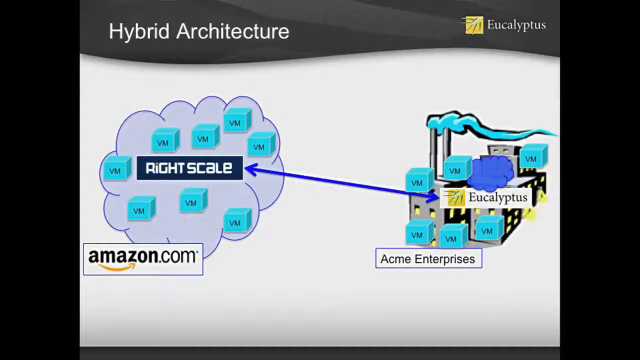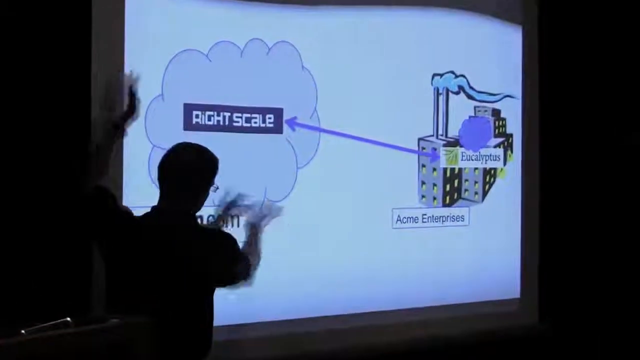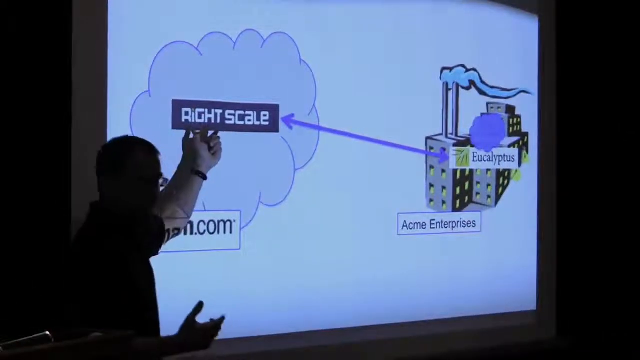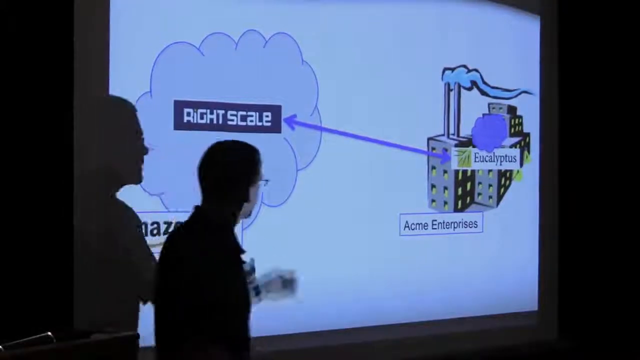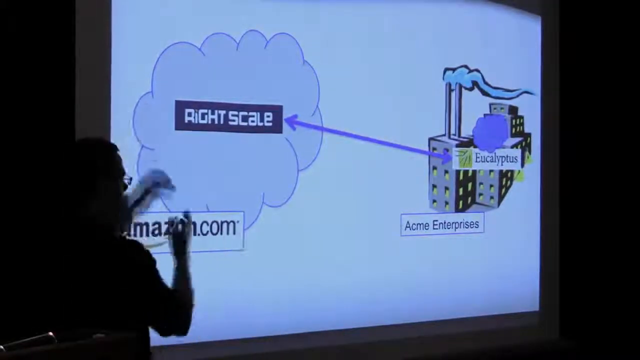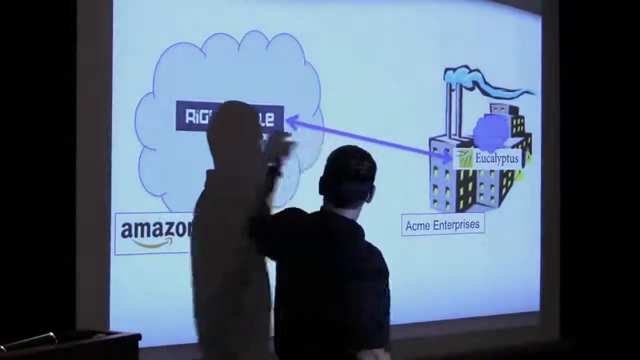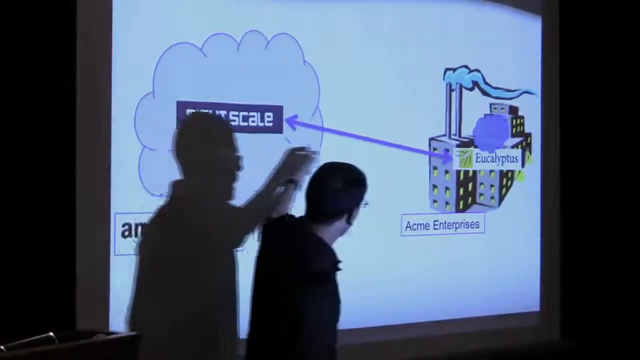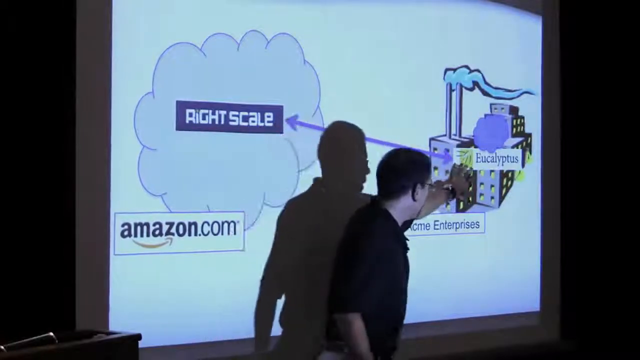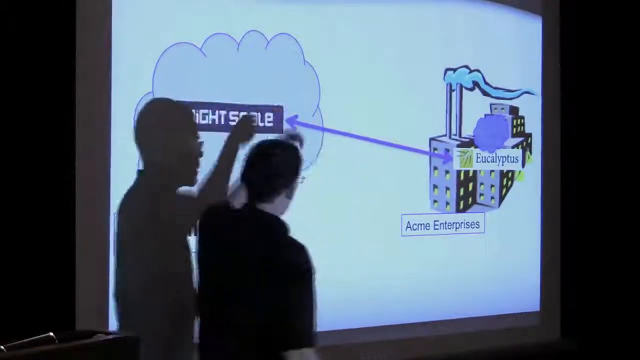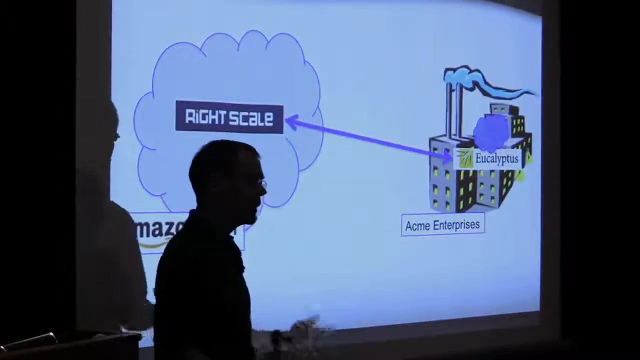So what does a hybrid look like? Well, this is a cartoon. I can only do cartoons. This is supposed to be AWS, Amazon.com, and RightScale runs in AWS. It is a set of images. It uses all of the AWS facilities, the AWS API. But it can reach out across the internet and control Eucalyptus as if it's controlling AWS itself. It's just using the API.